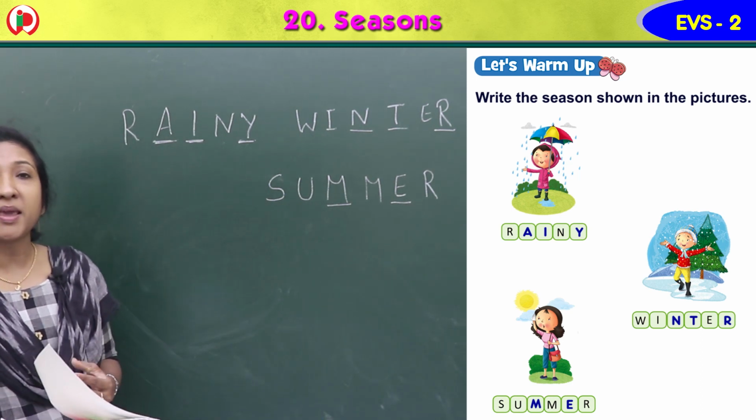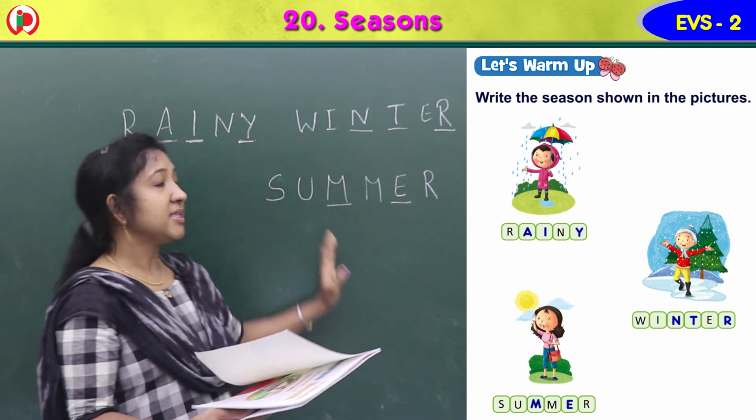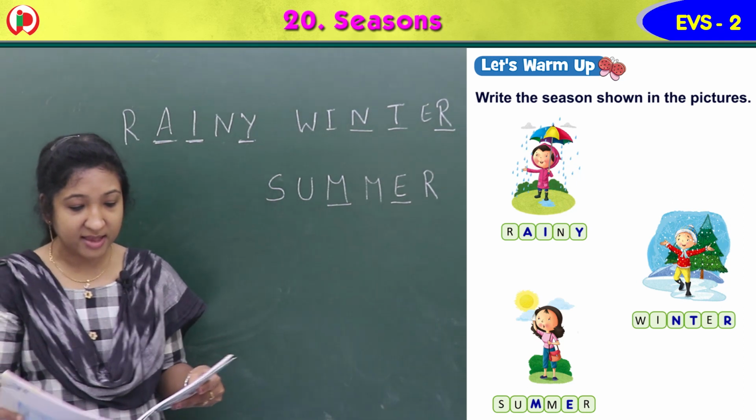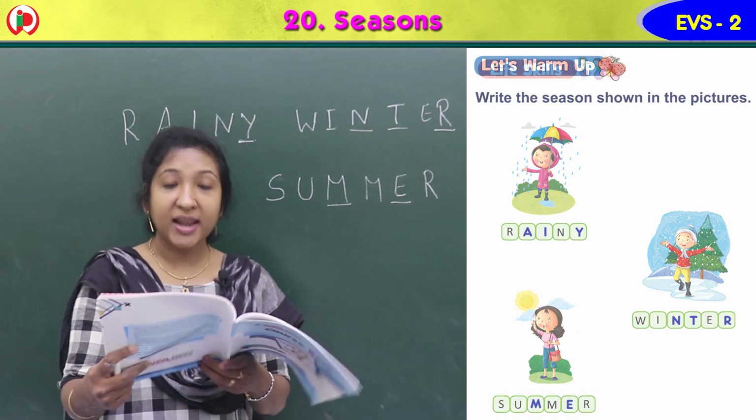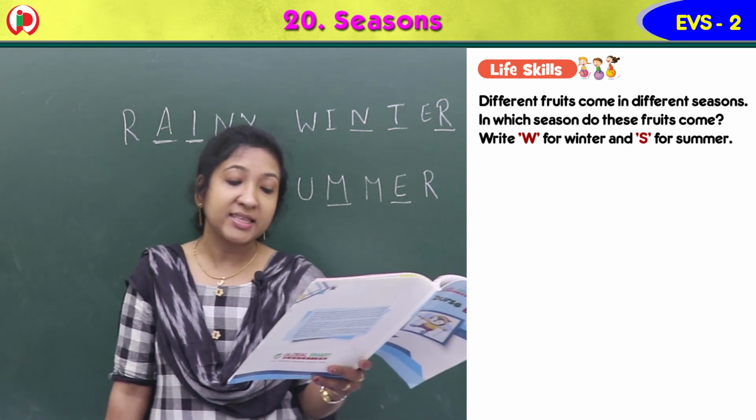Yes, these are the main 3 seasons in India, isn't it? Rainy, winter, summer. Yes, so that exercise is completed. Now coming to the life skills. Different fruits come in different seasons.